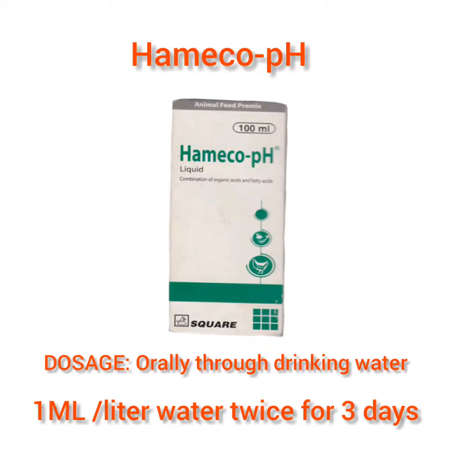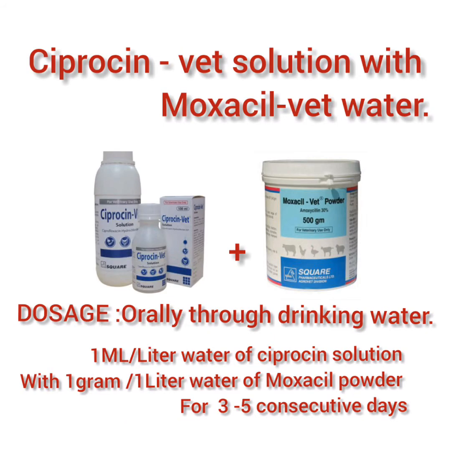Homco pH. Dosage, orally through drinking water: 1 milliliter per liter of water twice for 3 days. Ciprocin vet solution with moxicil vet powder. Dosage, orally through drinking water: 1 milliliter per liter of water ciprocin solution with 1 gram per liter of water of moxicil vet powder for 3 to 5 consecutive days.